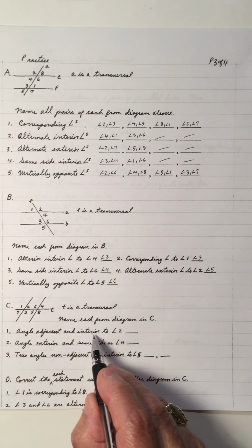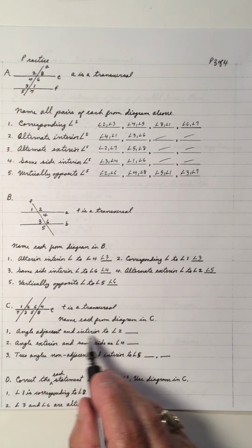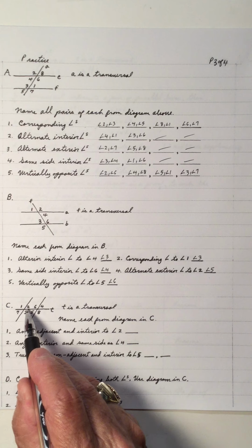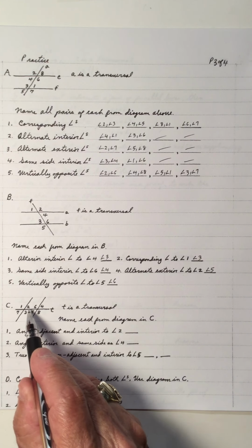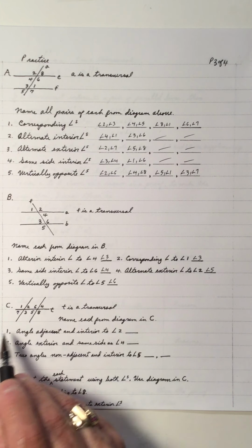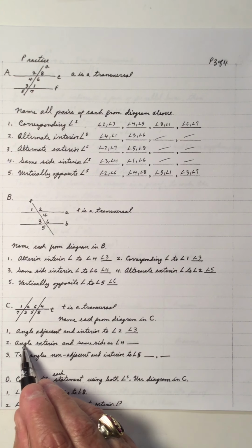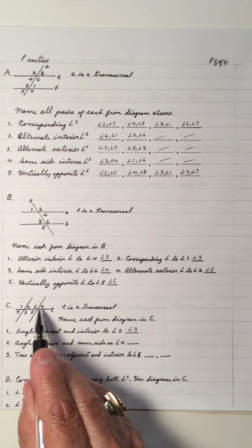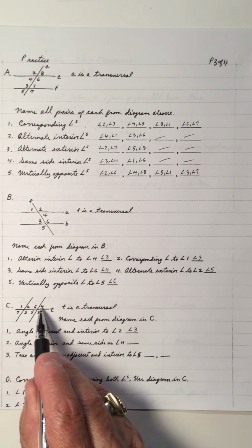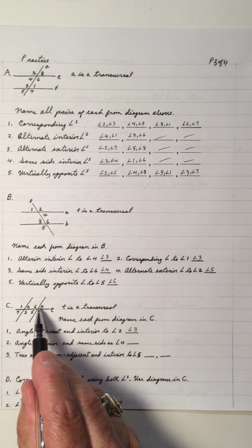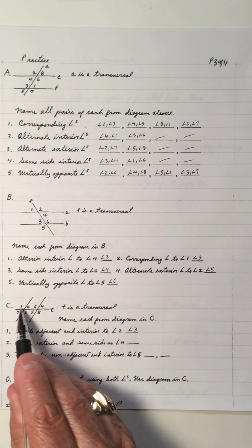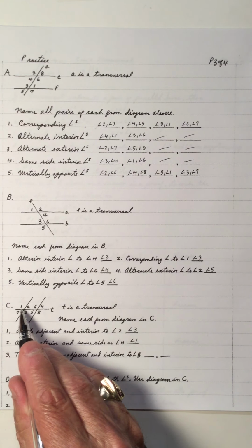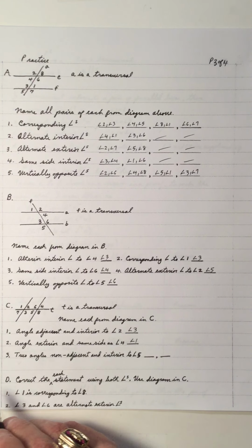An angle adjacent and interior to 2. Adjacent to 2 and interior. Adjacent means alongside of, so it's angle 3. An angle exterior and on the same side as angle 4. There's angle 4. It has to be an exterior angle on the same side, so an exterior angle on the same side would be angle 1. It's exterior angles on the same side, not on the opposite side, not alternate.